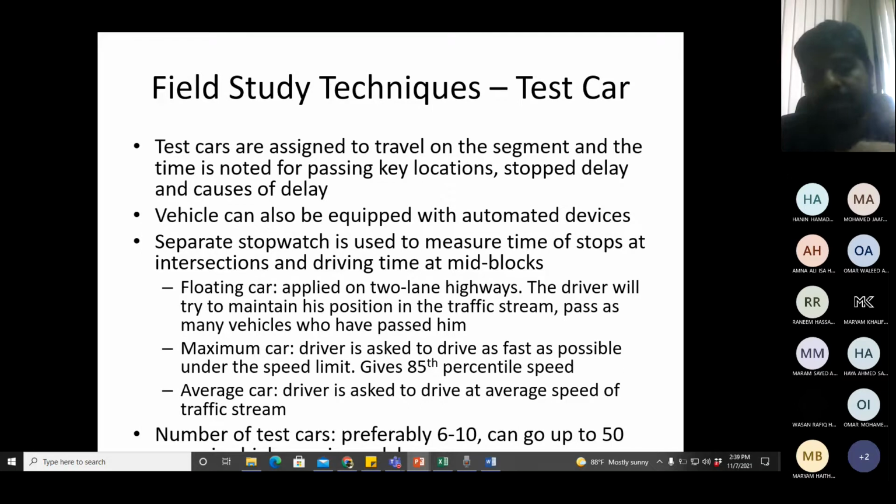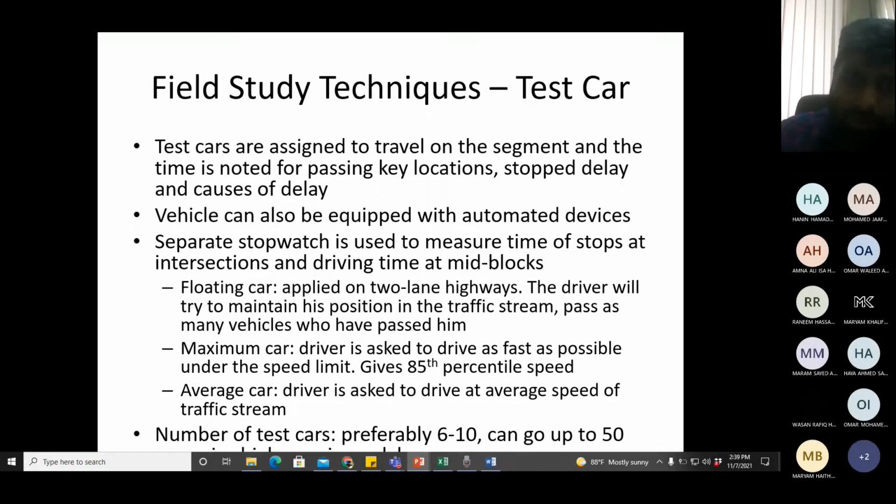So the average car technique is applied on a multi-lane highway, and the driver who is driving the test car does not have any restriction on him. He will drive like he is driving normally, like nobody is observing him. If he wants to be in the right-hand side lane, he can be in the right-hand side lane. If he wants to overtake a vehicle, he can do that. There is no restriction on the driver. He will just drive, and it should be on a multi-lane highway. That's it. In the maximum car technique, you will apply it again on a multi-lane highway.